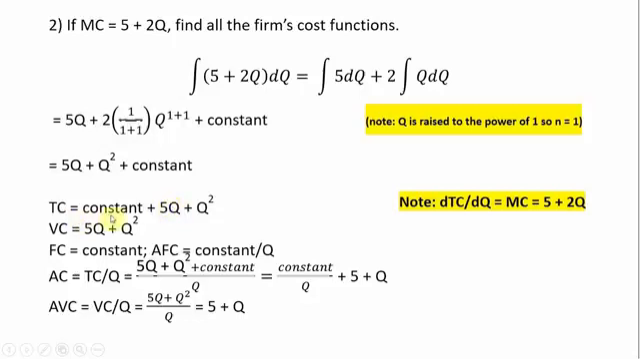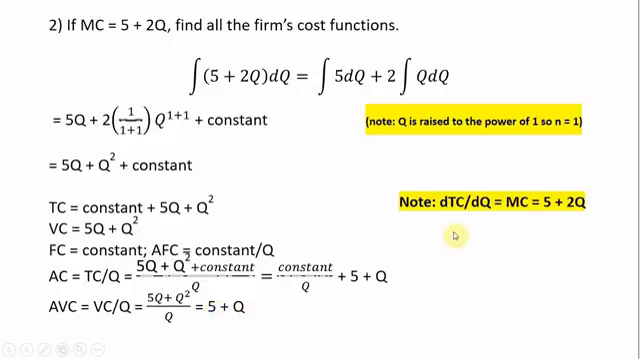So total cost is a constant, fixed cost, plus the variable cost part. Variable cost is 5q plus q squared. Fixed cost, as before, nothing too interesting here. Average cost, just taking the total cost equation and dividing it through by q, simplifies to something that looks like this. Average variable cost, just taking the variable cost equation and dividing it through by q, we get something that looks like this.